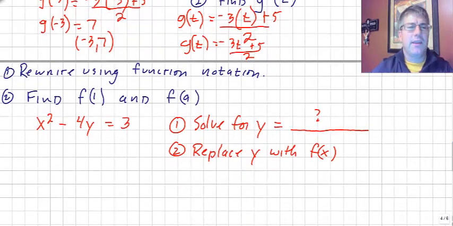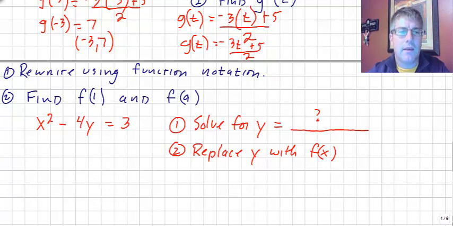And you might get a question like this. We want to rewrite an equation using function notation. Okay, so our equation is x squared minus 4y equals 3. So the first thing we want to do is solve for y equals, because we really know function notation, f of x, or in this case, f of x is going to be equal to y. So we want to solve the equation for y equals.